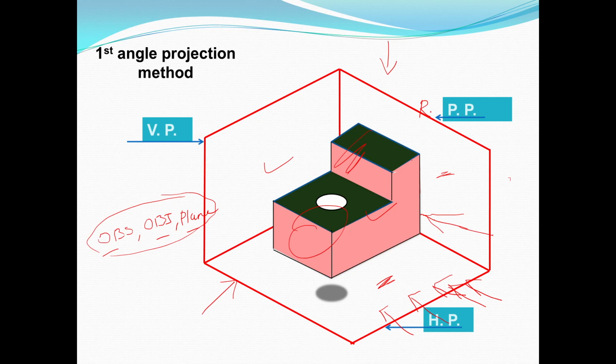And which view are we going to get on this RPP? You are looking from this left side, so you are going to get the left hand side view on this RPP. Okay, we will see how these projections fall on the vertical plane, horizontal plane and RPP.